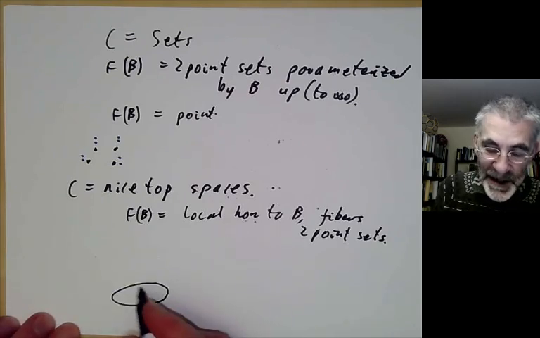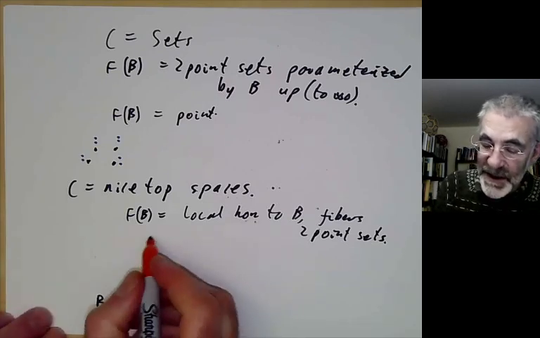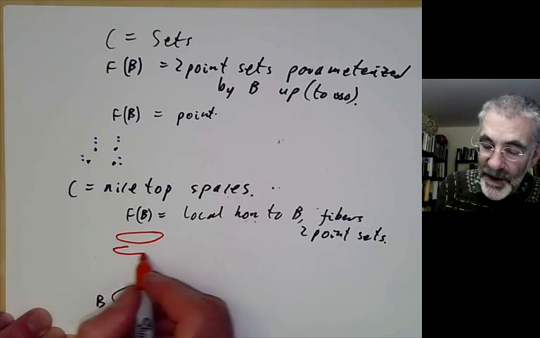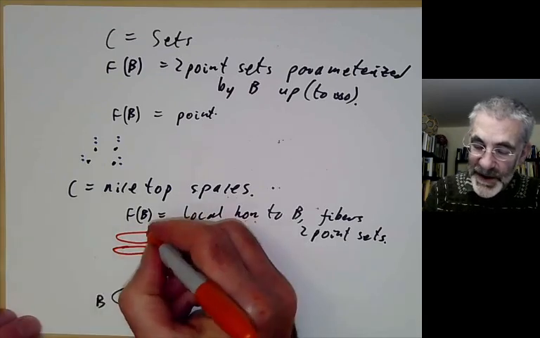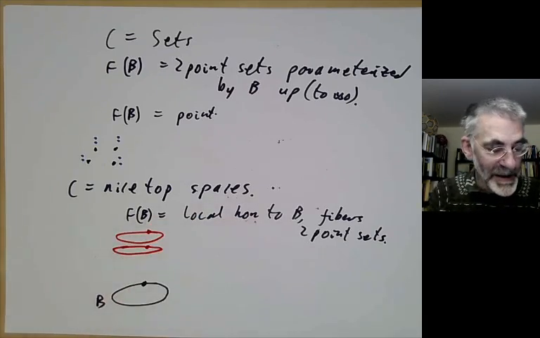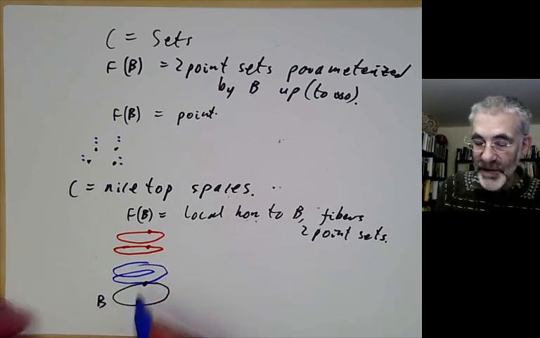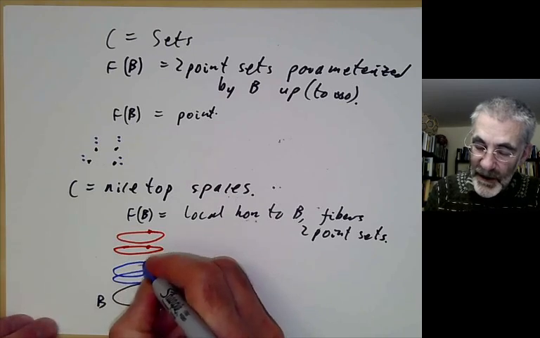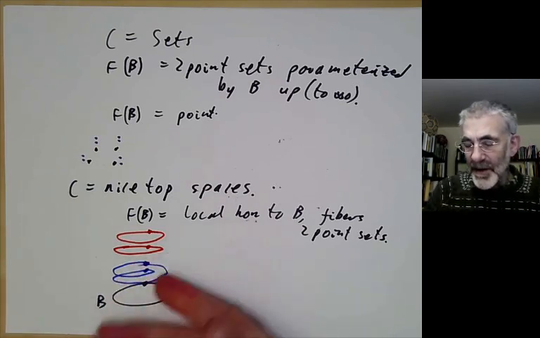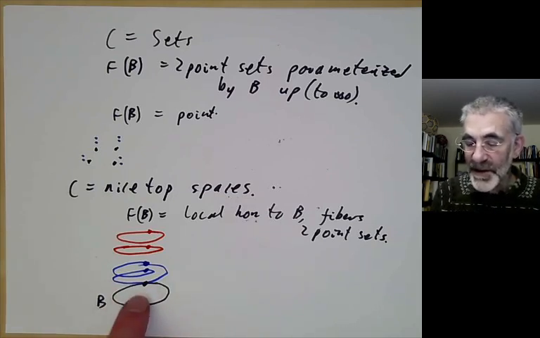And the reason is, suppose you take B to be a circle. And the trouble is there's more than one nice way to have a family of two-point sets parameterized by this. First of all, we could just have the trivial family of two-point sets, where over every point we just have a two-point set. So if we put these all together, we get two circles. But there's another thing you can do. You can take a sort of twisted version of this, where here again, over each point of the circle, there are just two points, but you get a sort of twist as you go round. So there's more than one family of two-point sets over a circle.